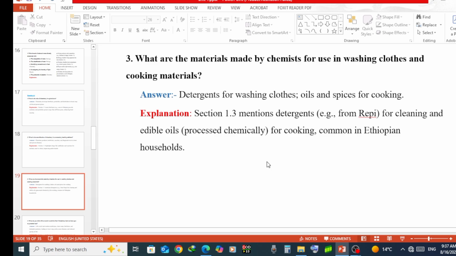Detergents for washing clothes, oils and spices for cooking.